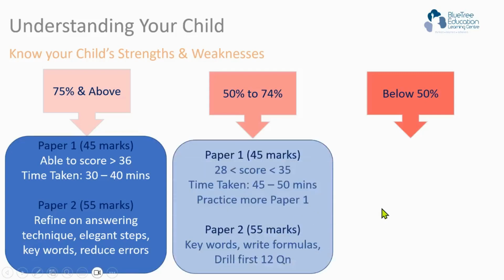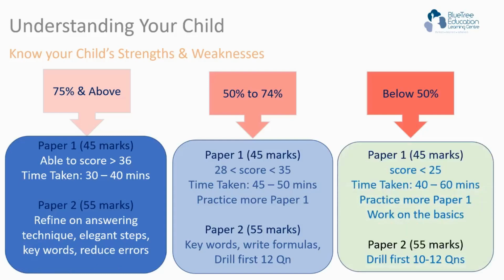Children who are scoring between 50% to 74%, paper 1, your score range should be around, what I'm speculating here, 28 to 35. So for paper 1, you should start training yourself to do it within 50 minutes and later cut down to 45 minutes. Paper 2, drill the first 10 to 12 questions and then later on go on to 13, 14.